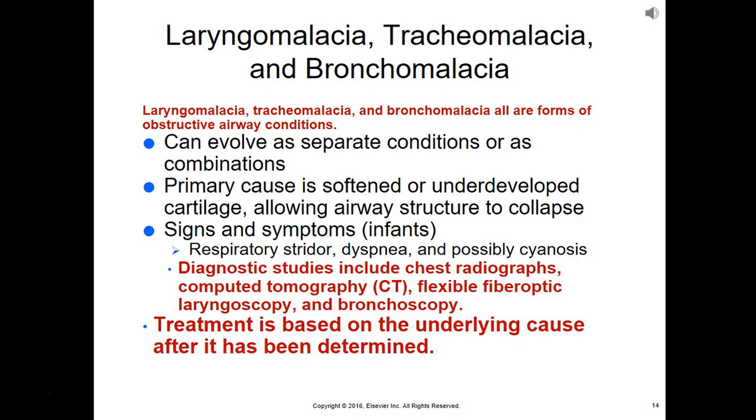So your trachea and larynx and bronchial tubes are all made of rings of cartilage, very rigid cartilage that holds the airway open. And so when those soften, they collapse and then create an obstruction or a blockage in the airflow, and that causes big problems for baby.